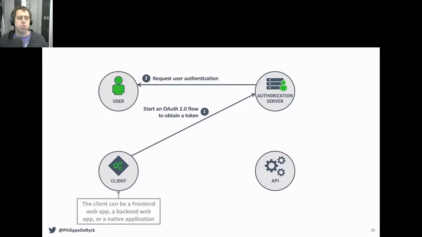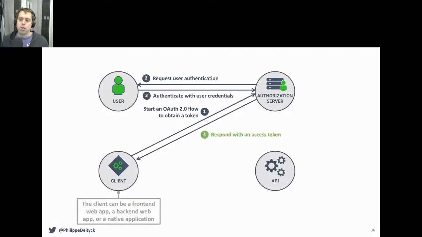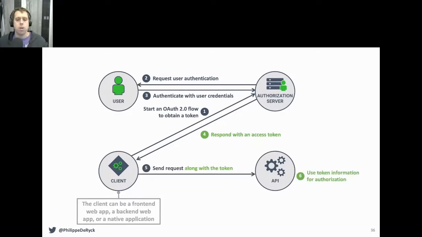It will request the user to authenticate, typically through a web form, using username, password, multi-factor authentication, whatever you see fit. When the user authenticates, the authorization server will issue an access token. And that access token grants the client access to a certain API, which can now make an authorization decision with that token information. If the API is happy, you'll get a positive response. Otherwise, you'll get a negative response. And this looks very similar to the previous token-based approach. And this is also where that token-based approach was extracted from.